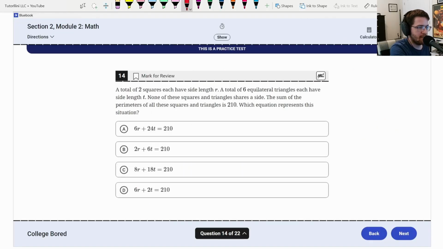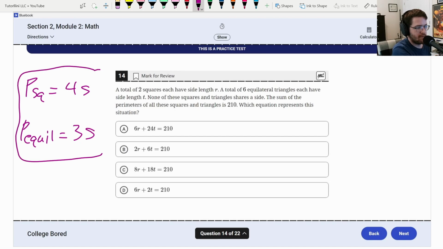Okay, question 14. So two things you want to know. The perimeter of a square is equal to 4 times s, where s is the side length. And the perimeter of an equilateral triangle is 3 times s, where s is the side length. That's just something you want to know. Equilateral triangles have all the same sides, and they have all the same angles, all 60 degrees.